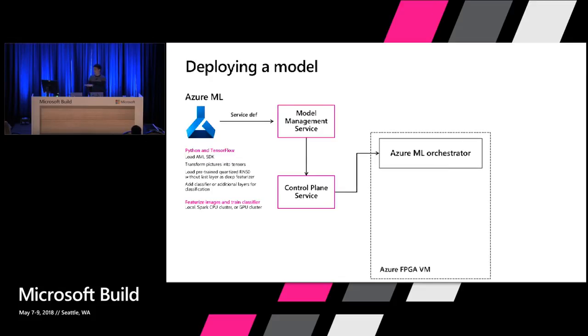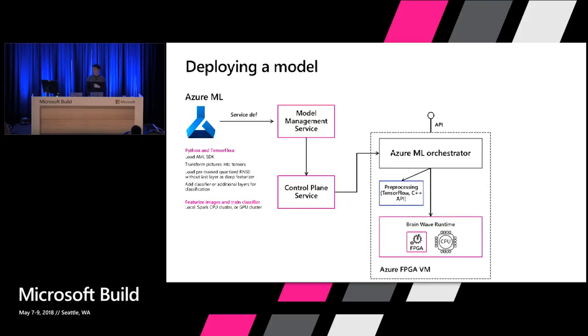And this is just another view of that VM where we have that orchestrator. The orchestrator might run the pre-processing on the CPU, and then it runs the ResNet 50 on Brainwave. And then for a classifier, you have essentially, again, TensorFlow classifiers that you might want to run.